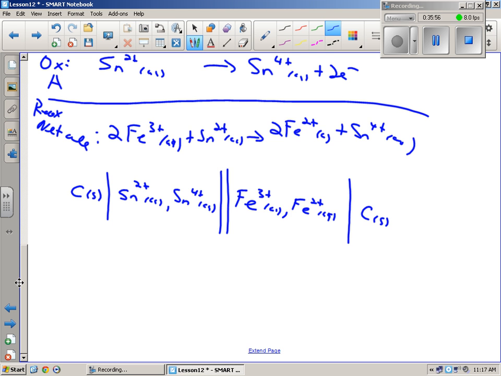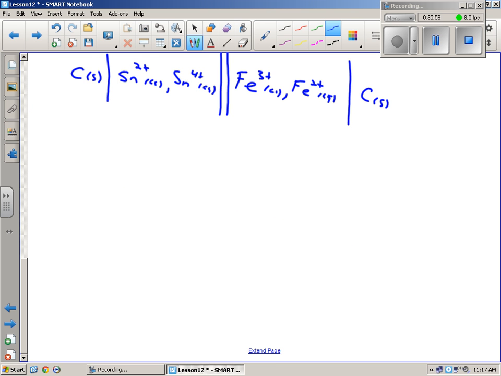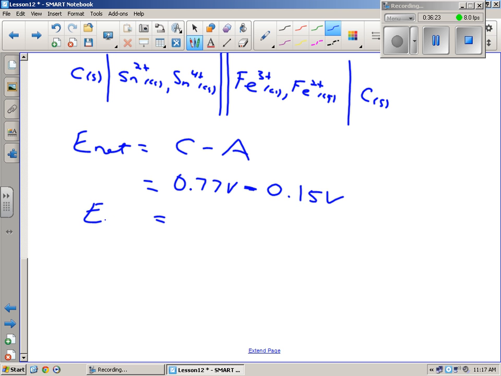Next, you would have to do electrical potential, right? So Enet equals the cathode minus the anode. We're going to do a little bit more with that tomorrow, of course. The cathode number, what's that? Yeah, 0.77 sounds right. And minus the anode, which was 0.15? Okay, so your net here is positive 0.62.